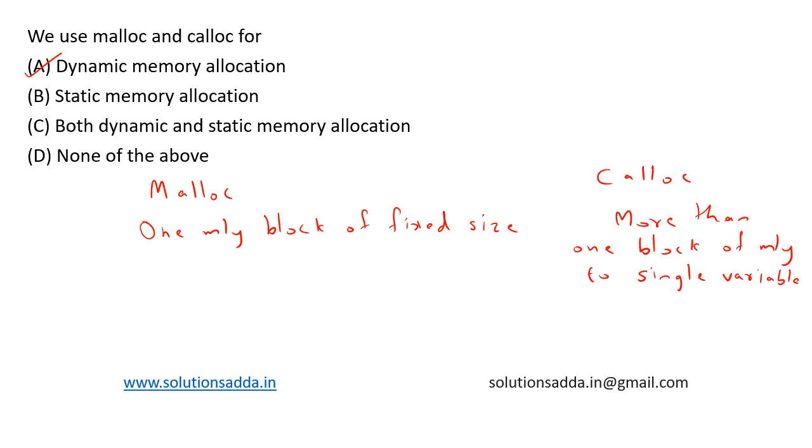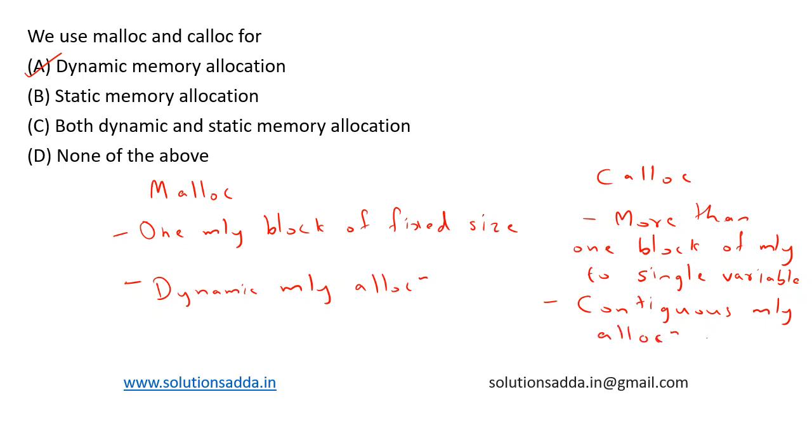Another important differentiation is that malloc provides dynamic memory allocation, but calloc provides contiguous memory allocation. That is, the block of memory that is allocated using calloc will be a continuous block. This need not be the case for malloc. So both are dynamic memory allocation methods.